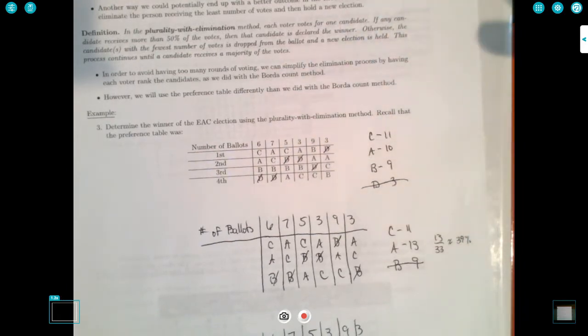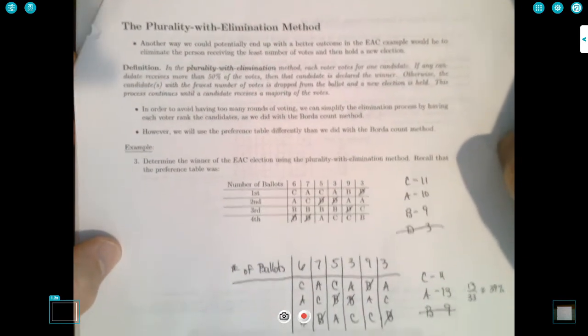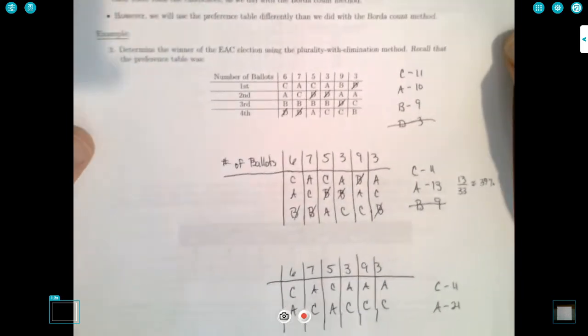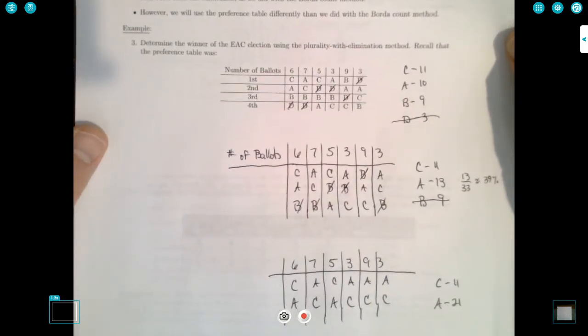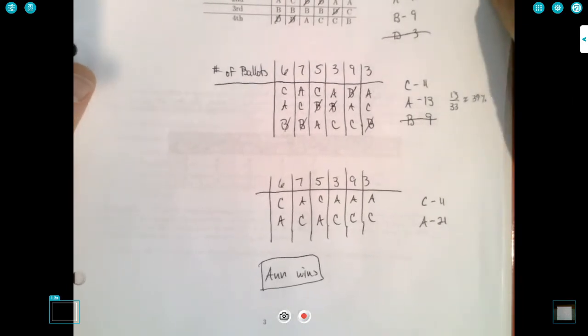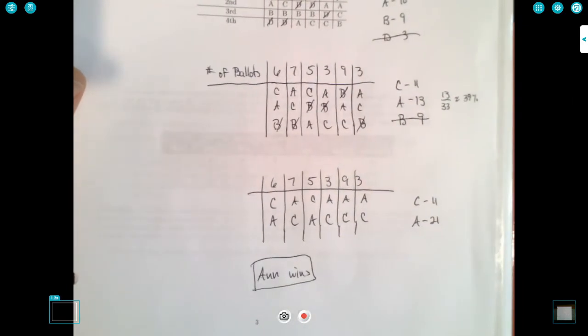It's only when all 4 run together that Kareem gets a lead, because there are other candidates that sort of draw votes away from Anne. But it seems like Anne's probably a better candidate, at least according to the Borda count and according to the plurality with elimination. So anyway, that's how plurality with elimination works.